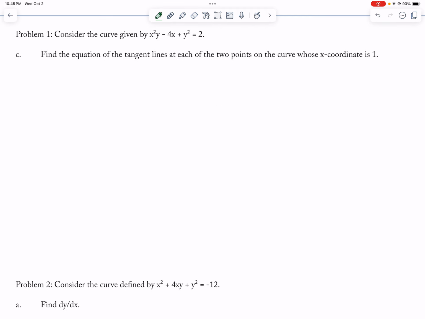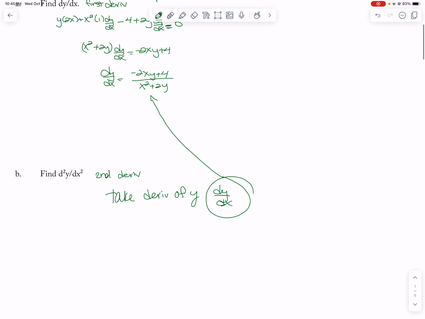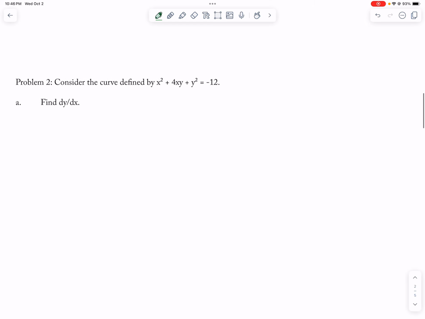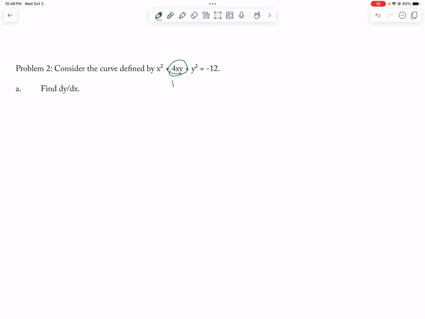Write the equation of the tangent lines where the x-coordinate is 1. Well, because your derivative has both x's and y's, you're going to have to figure out what happens when you plug in 1 for all your x's. You're going to have to solve for y. Then plug x and y into dy dx, which gives you the slope of the tangent line. Here, for dy dx, just remember this is a product rule.